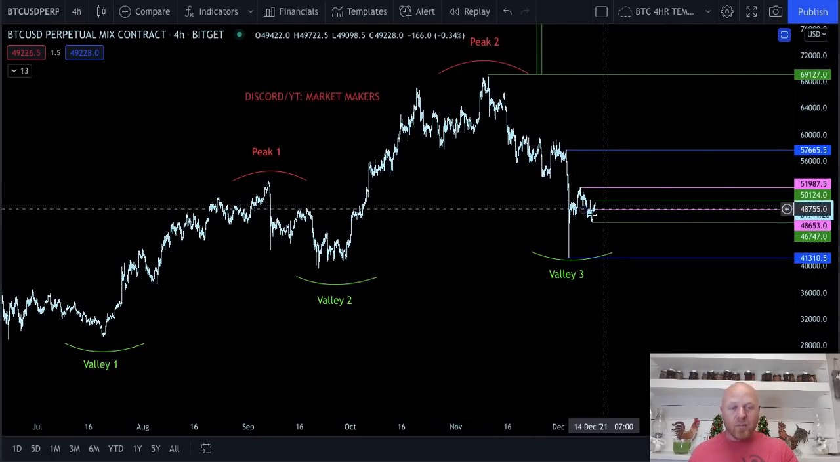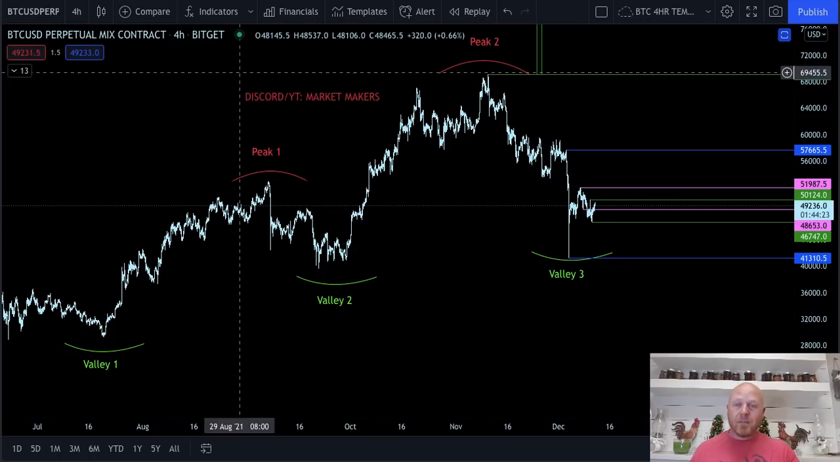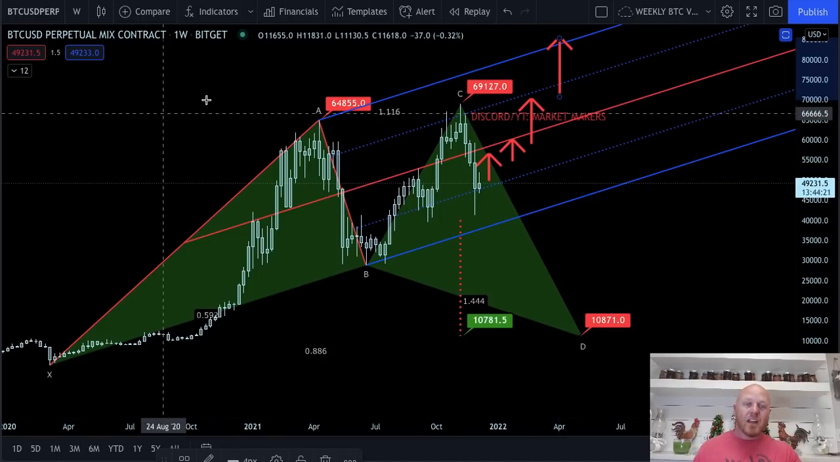And it's finding resistance, but it's showing some small bullish signs. We're going to drill into that as we get back into these smaller time frames. But first, you wanted to see this.